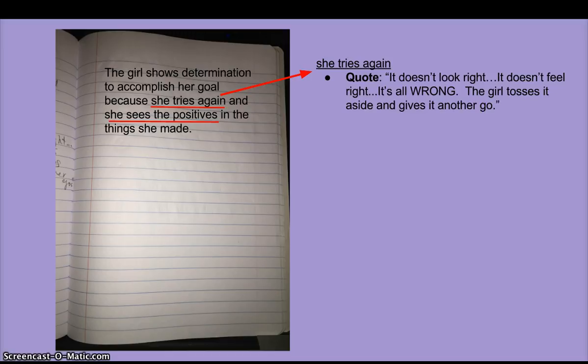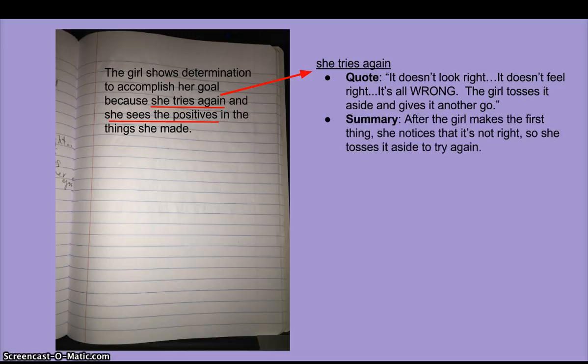Now instead of quoting, I might want to summarize. So here's a summary I could use. It's about the same part of the story, but instead of quoting, I say, after the girl makes the first thing, she notices that it's not right, so she tosses it aside to try it again. Notice it's about the same thing, but this time I summarized it and put it in my own words.